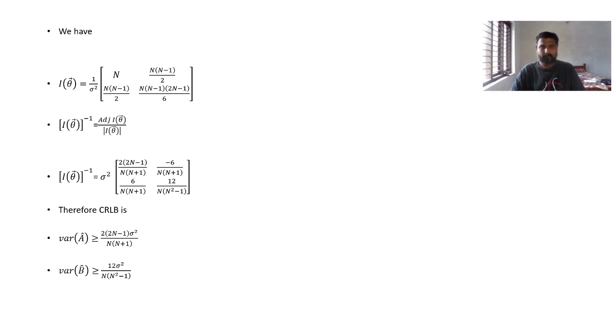So this is the example related to line fitting, with the given observation x of n equal to a plus b n plus w of n. The unknown parameters here are two, that is the slope b and the intercept a. So we have to go for the extension to a vector parameter using the CRLB. Using that we are able to calculate the variance of A cap as well as the variance of B cap.